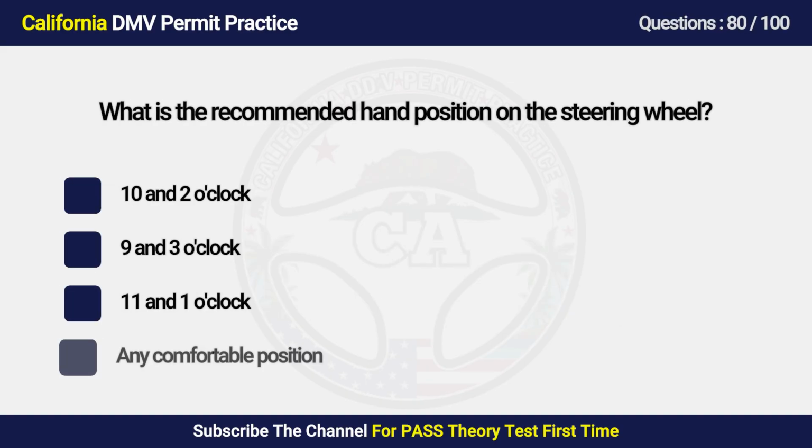Question 80. What is the recommended hand position on the steering wheel? A. 10 and 2 o'clock. B. 9 and 3 o'clock. C. 11 and 1 o'clock. D. Any comfortable position.